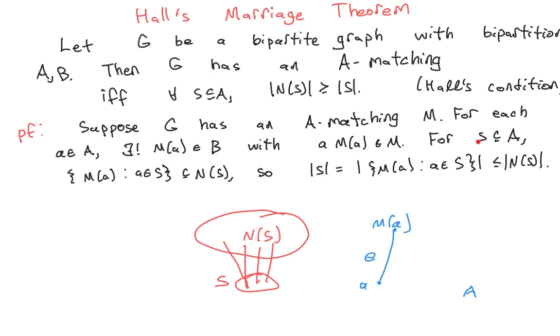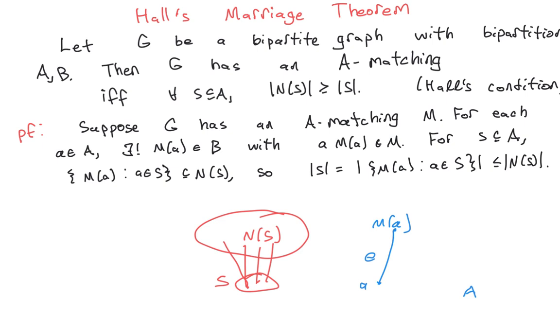All right, so let's take a subset S of vertices in A. Then we notice that the subset of the alternate endpoints on the matched edges, M of S, is a subset of the neighborhood of S. And because of this uniqueness property, the size of these matched vertices is equal to the size of the original set. And thus, the number of neighbors is at least the size of the original subset.